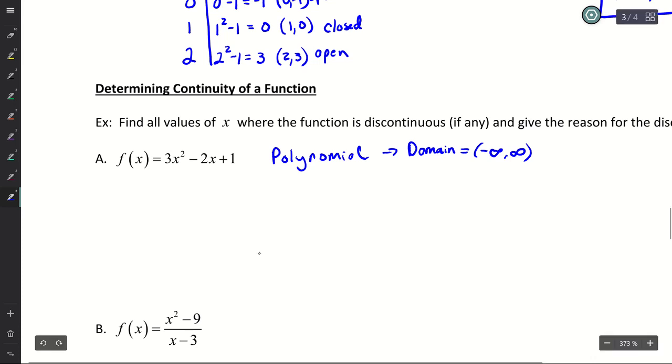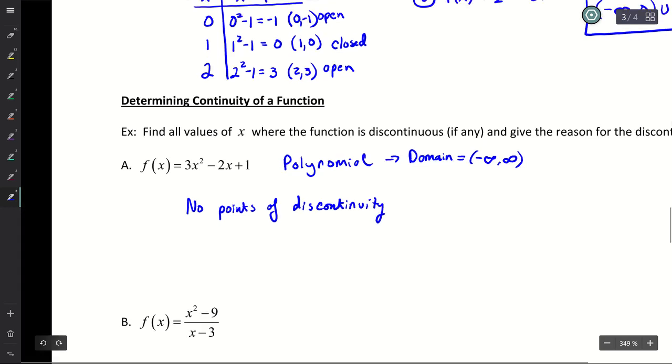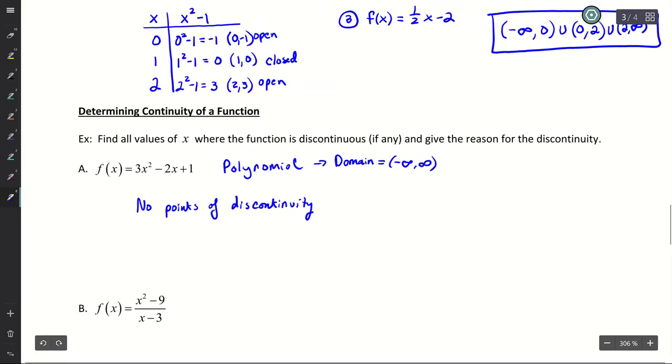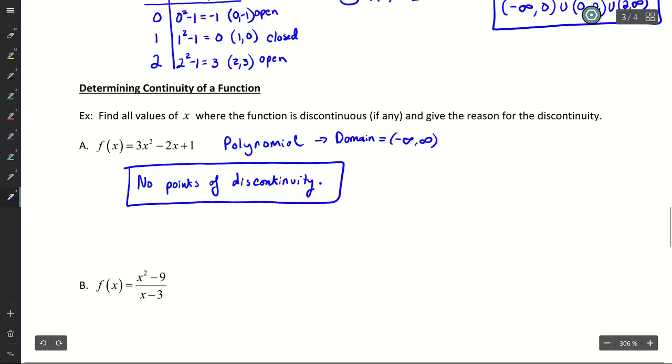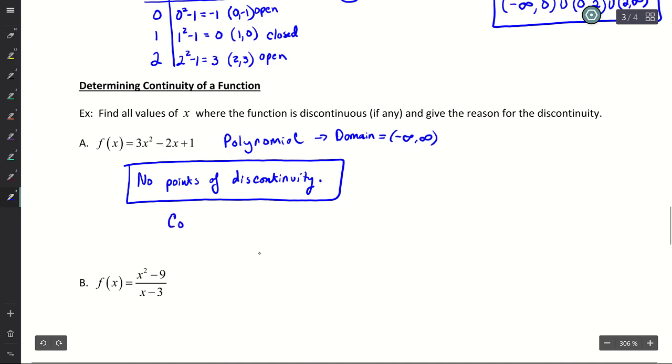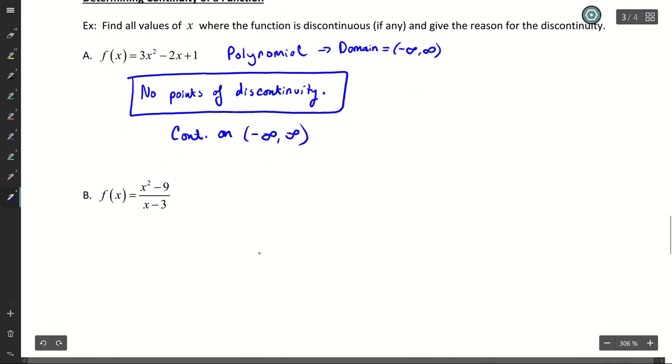So you're going to say that there are no points of discontinuity. Okay. Since there's no points of discontinuity, we don't have to give a reason. And so on there, we would just say that. I'm going to go ahead and tell you where it is continuous. So if you were asked where this thing is continuous, you could say it's continuous on negative infinity to infinity. Okay, so you probably want to put that in your notes.